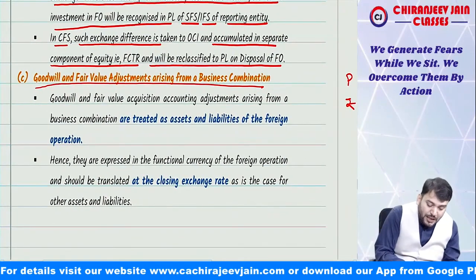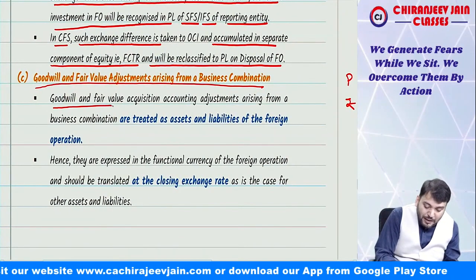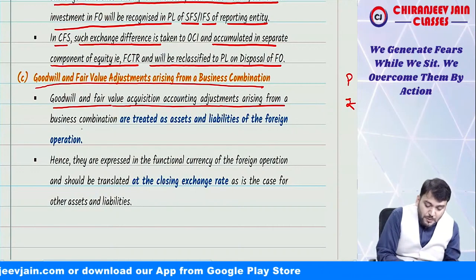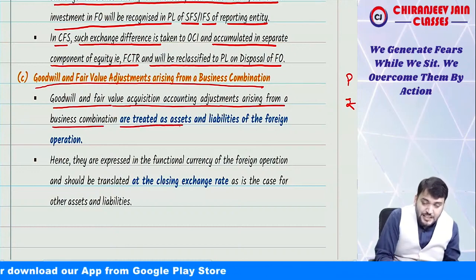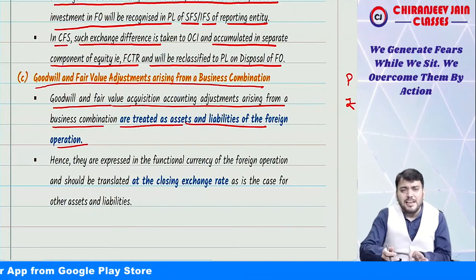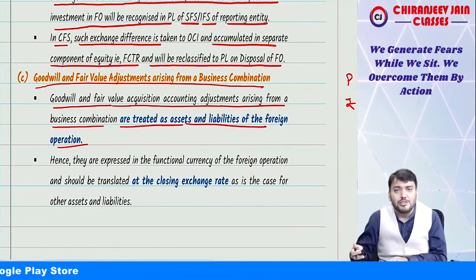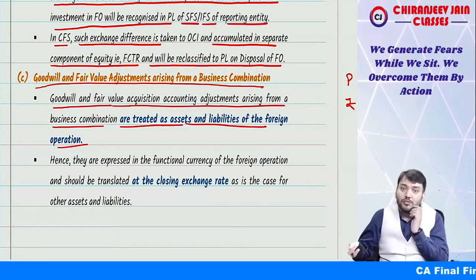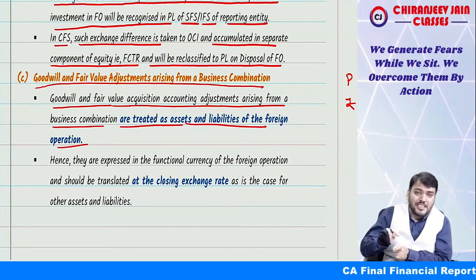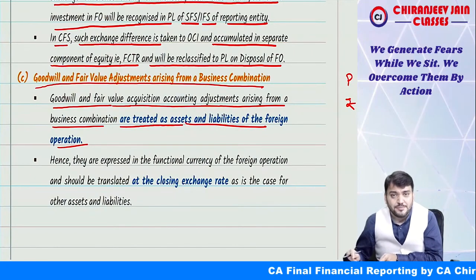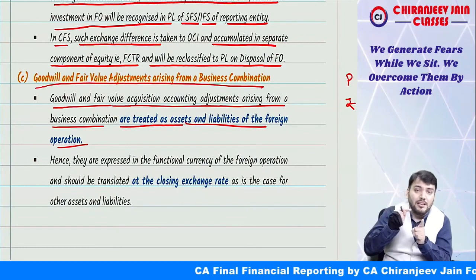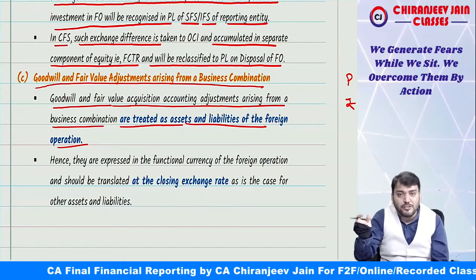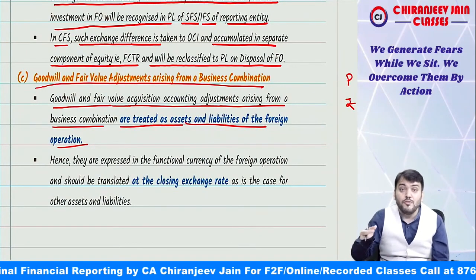Now what do they say? Goodwill and fair value acquisition accounting adjustment arising from a business combination are treated as assets and liability of foreign operation. So can I say any goodwill or any increase in the asset due to fair value adjustment is also assets and liability of foreign operation only? So foreign operation needs to be translated by using closing exchange rate, and any exchange difference, between goodwill on the date of acquisition and goodwill on consolidation date, will be transferred to FCTR.